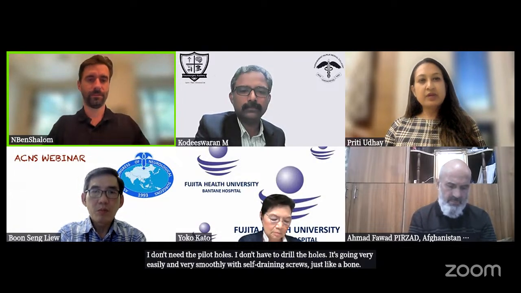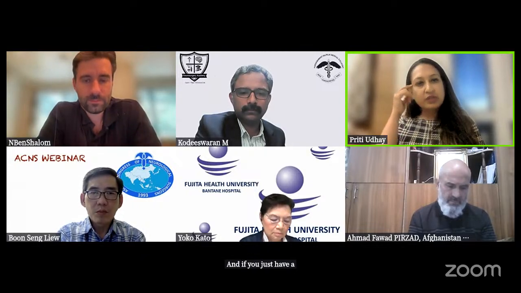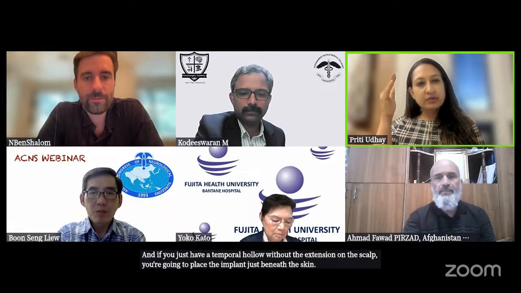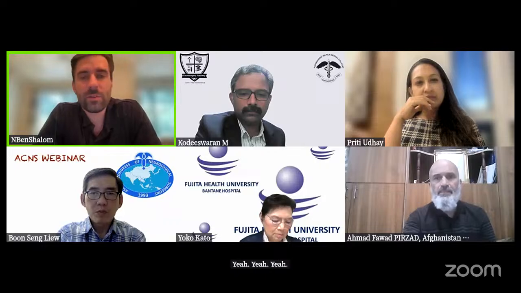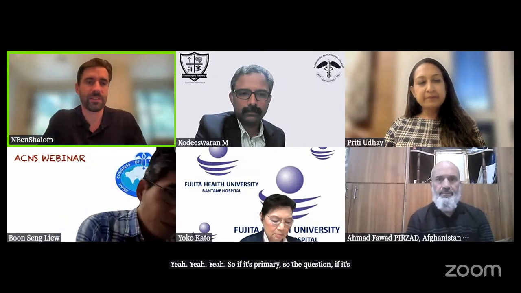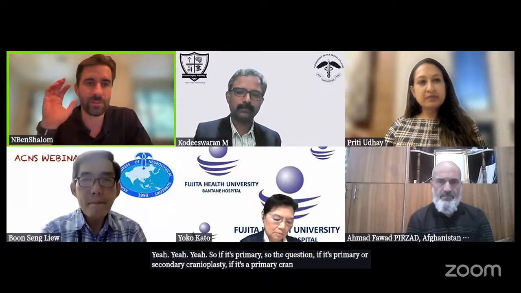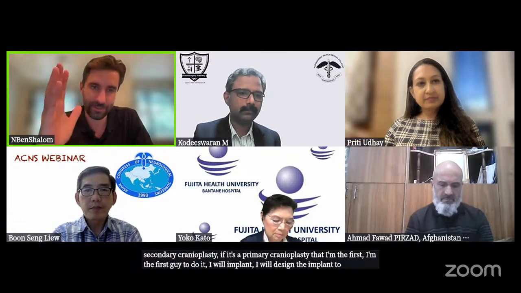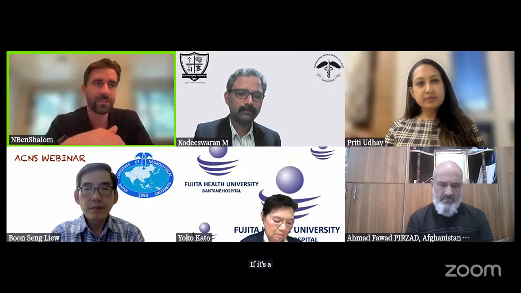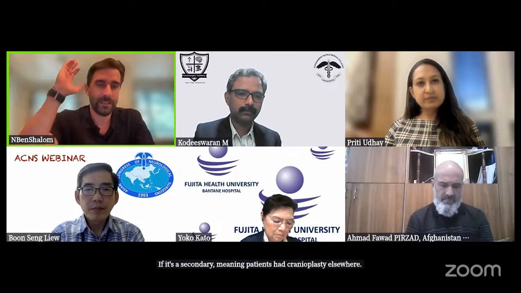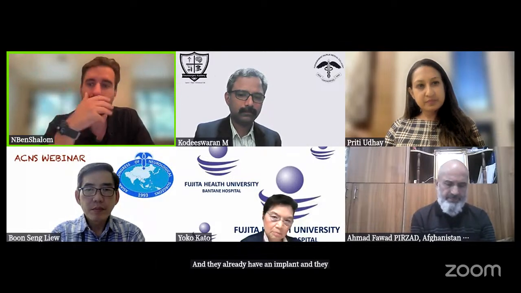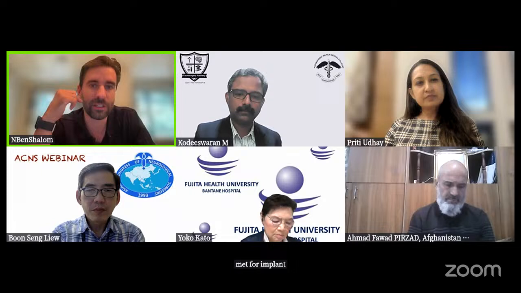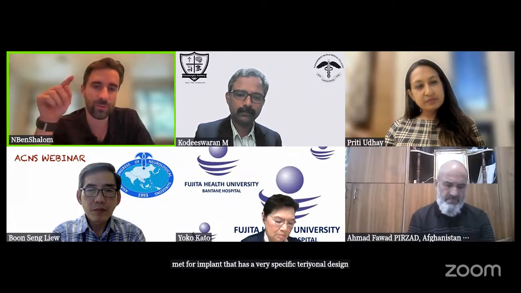And if you just have a temporal hollow without the extension on the scalp, you're going to place the implant just beneath the skin, over the muscle, right? Yeah. So the question is if it's primary or secondary cranioplasty. If it's a primary cranioplasty that I'm the first one to do, I will design the implant to overcome the defect. If it's a secondary, meaning patients had cranioplasty elsewhere and they already have an implant and they have a defect, then I will use porous polyethylene MedPor implant that has a very specific pterional design, and I will attach them to the implant.